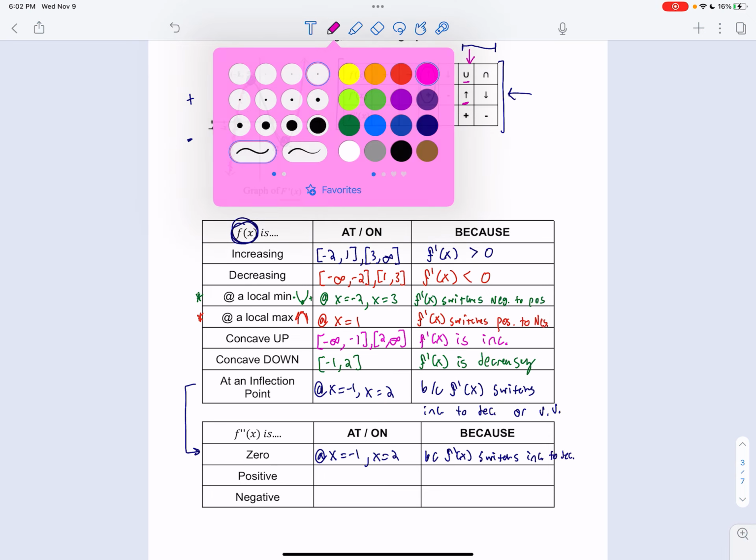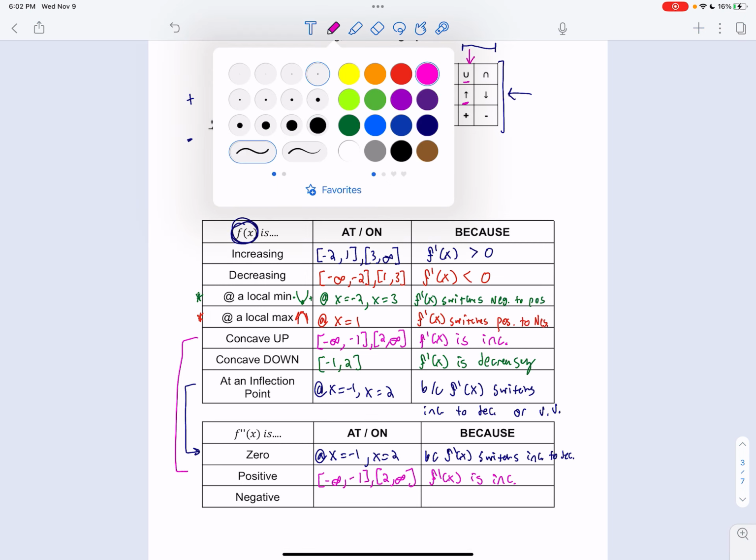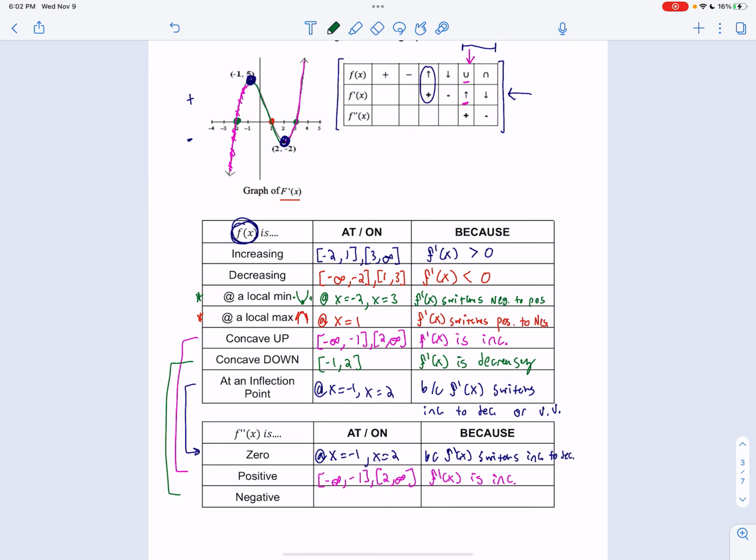And the second derivative being positive is the exact same thing as saying the original function is concave up. So it's the exact same answer from -infinity to -1, and 2 to infinity. The reason is that f prime of x is increasing. Versus concave down, that is the exact same thing as saying the second derivative is negative. That is what concave down means. It literally means having a negative second derivative, and that means that the first derivative is decreasing.